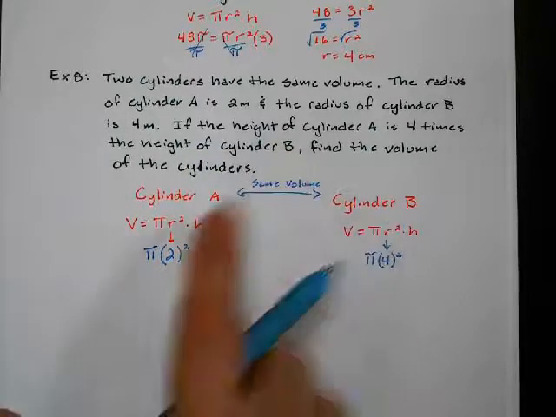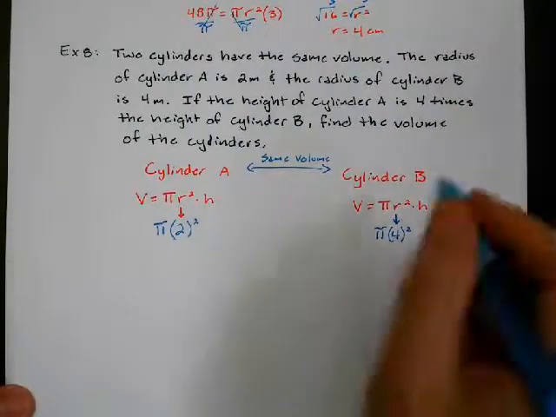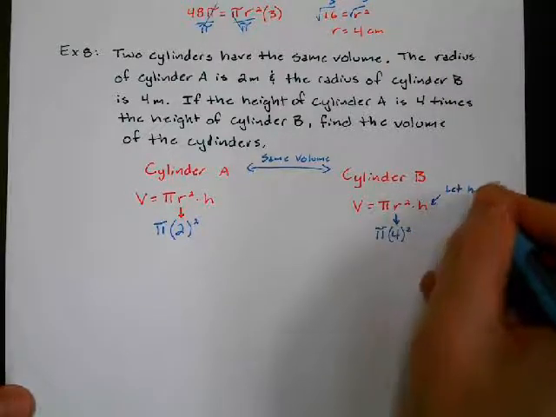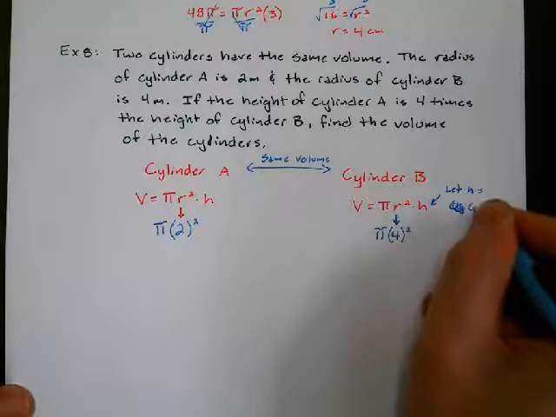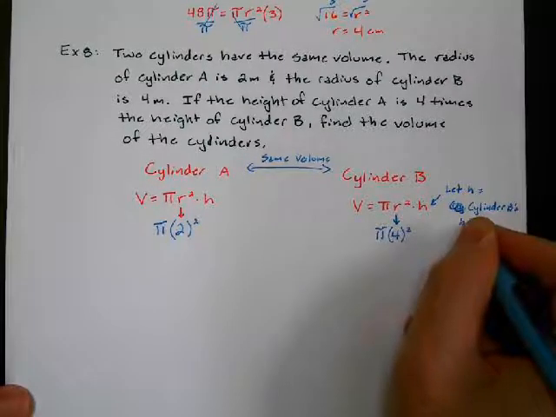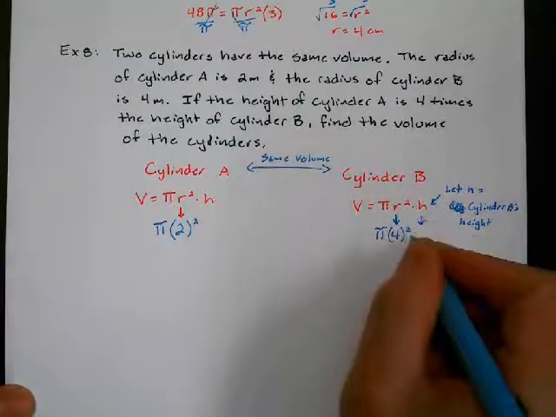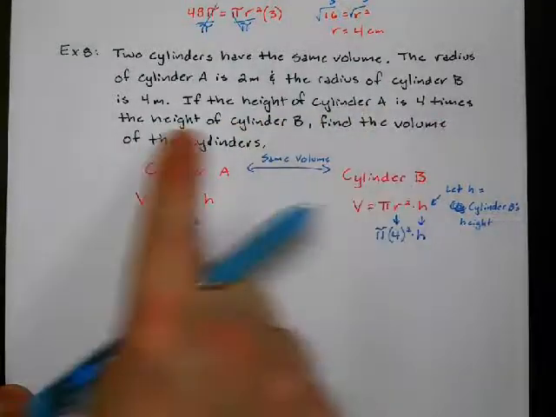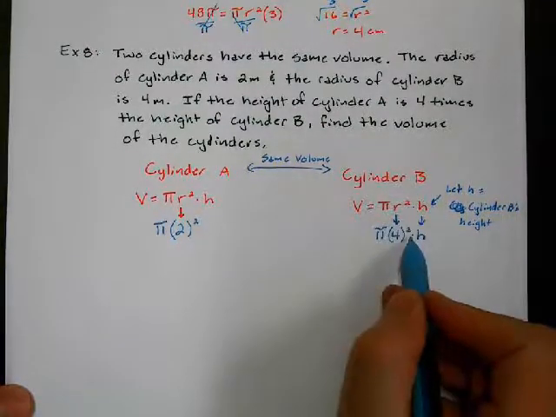So let H equal cylinder, ooh, I can't spell, cylinder B's height. All right, so this is just going to be H right here. Now it says that A is 4 times that amount. So if H is the height of B, A's height is 4 times that amount. So we would call this 4H.